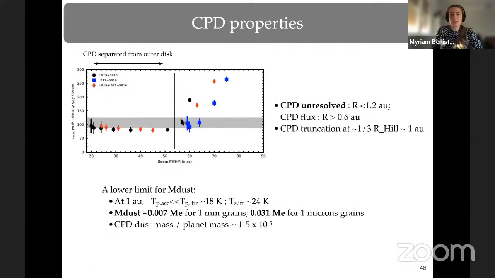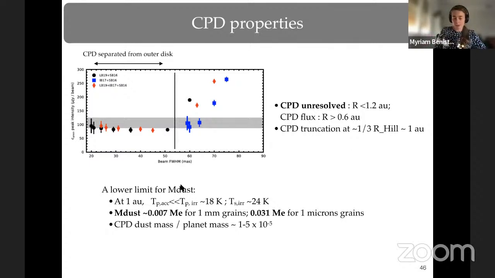So what we found by doing this analysis is that the circumplanetary disk is unresolved, so it's very compact, and it's about less than 1.2 astronomical unit in size. And that's consistent with the theoretical expectation that the CPD outer disk should be truncated at 1/3 of the Hill radius.